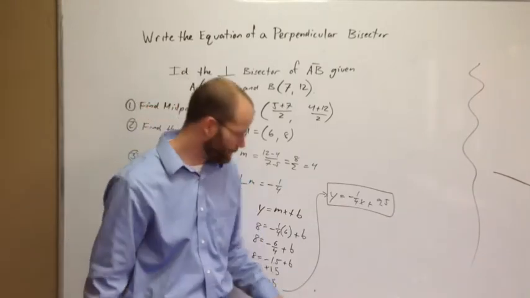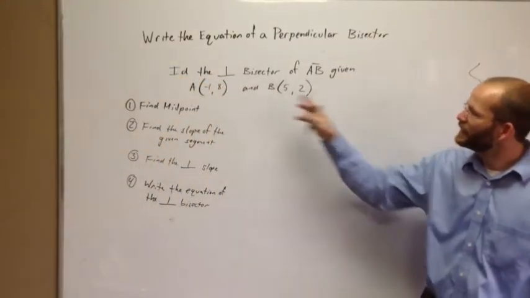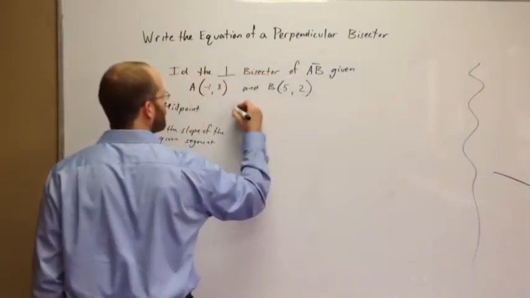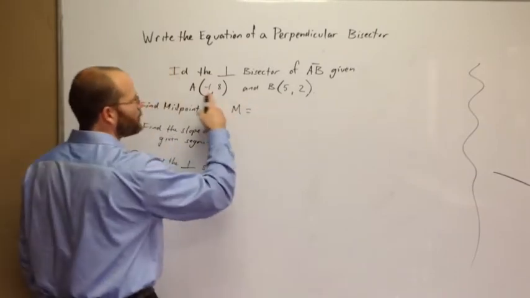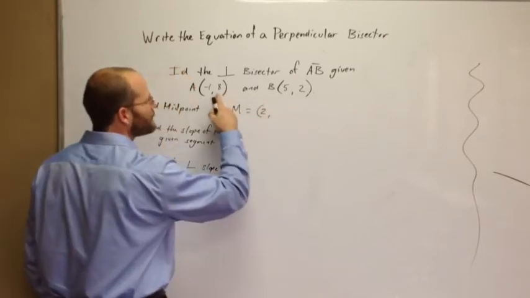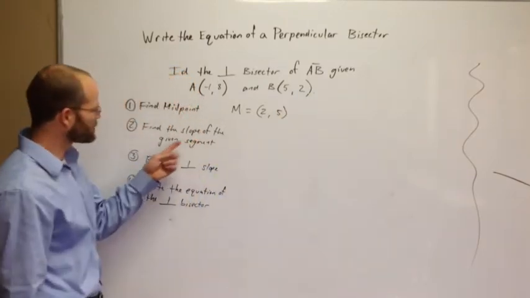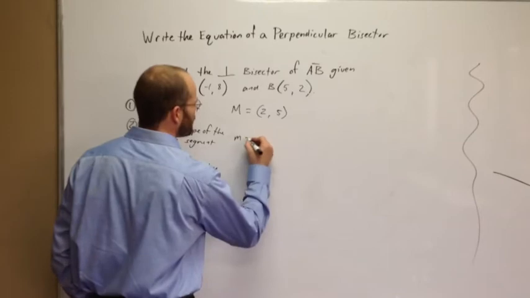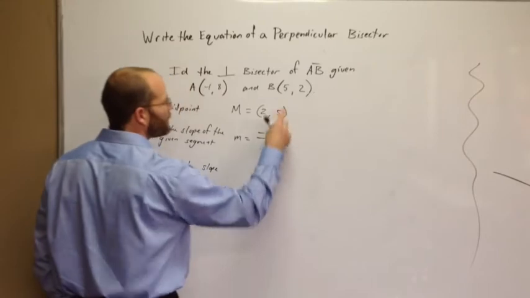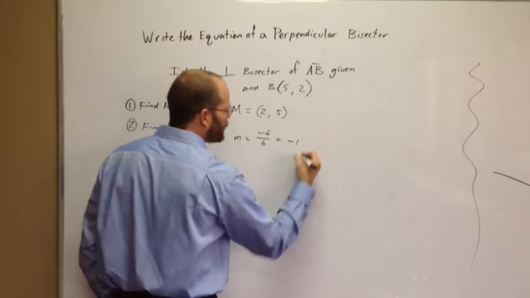Let's look at one more example. Okay, the problem says identify the perpendicular bisector of segment AB given A at negative 1, 8 and B at 5, 2. First thing, let's find the midpoint. So it's negative 1 plus 5, which is 4, over 2 is 2, and 8 plus 2 is 10, divided by 2 is 5. That's my midpoint. Next, let's find the slope of the given segment. It's a lowercase m. This is 2 minus 8, which is negative 6, divided by 5 minus negative 1, which is positive 6. So my slope is actually equal to negative 1.